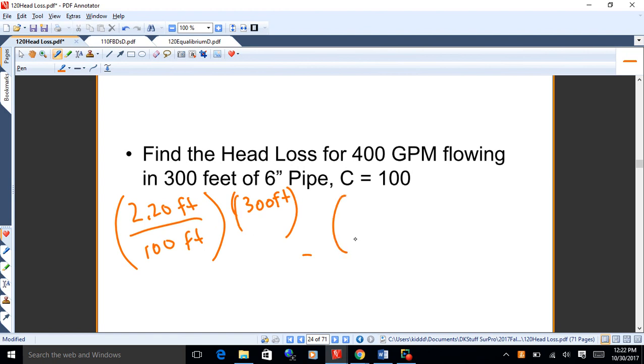So what I do, I just take 2.20 feet, and then I say I've got 300-foot lengths, so 6.60 feet. Okay. So I just take the 100 out of the length, because the head loss off that chart is per 100 feet. You okay with that? You just factor it up by the length. That's about all there is to it.